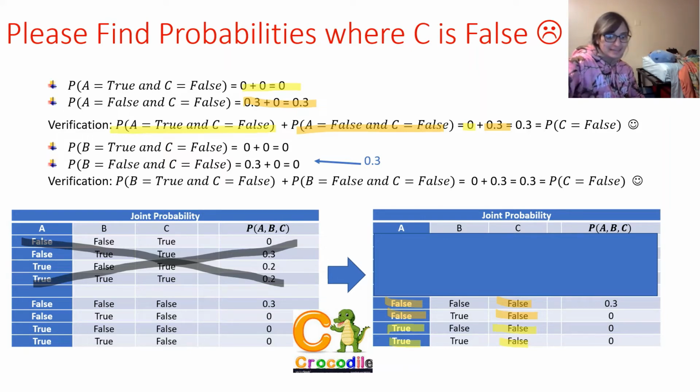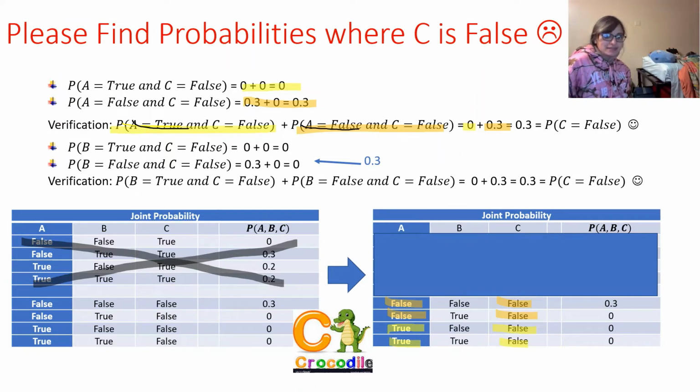Like when you're doing this, because we're adding A is true plus A is false, essentially we're just controlling for both values of A. And it's the same thing as the probability C is false, because A can be true or false. So adding them up together essentially negates focusing on A.